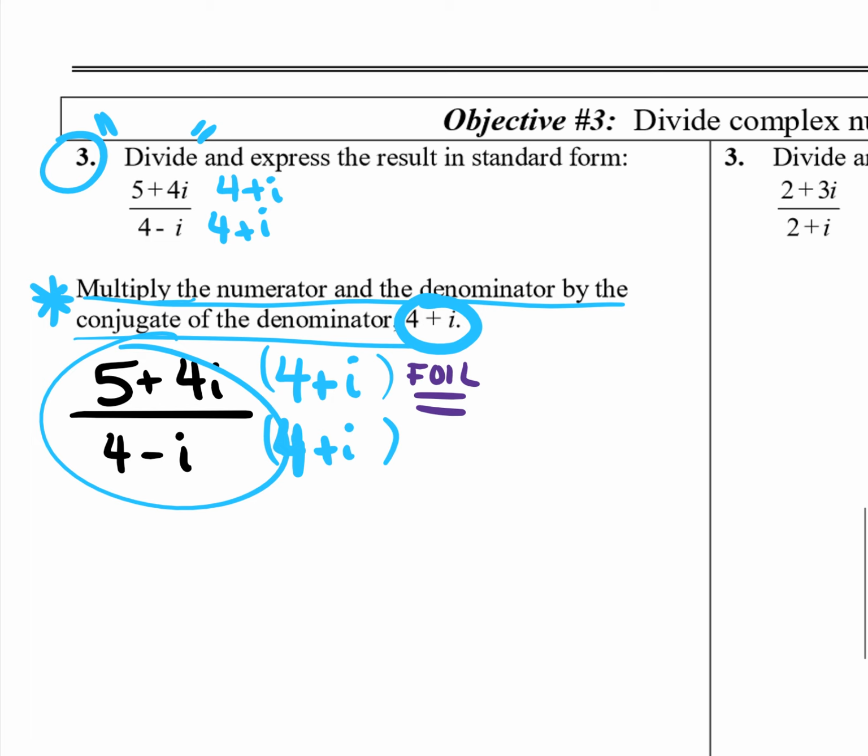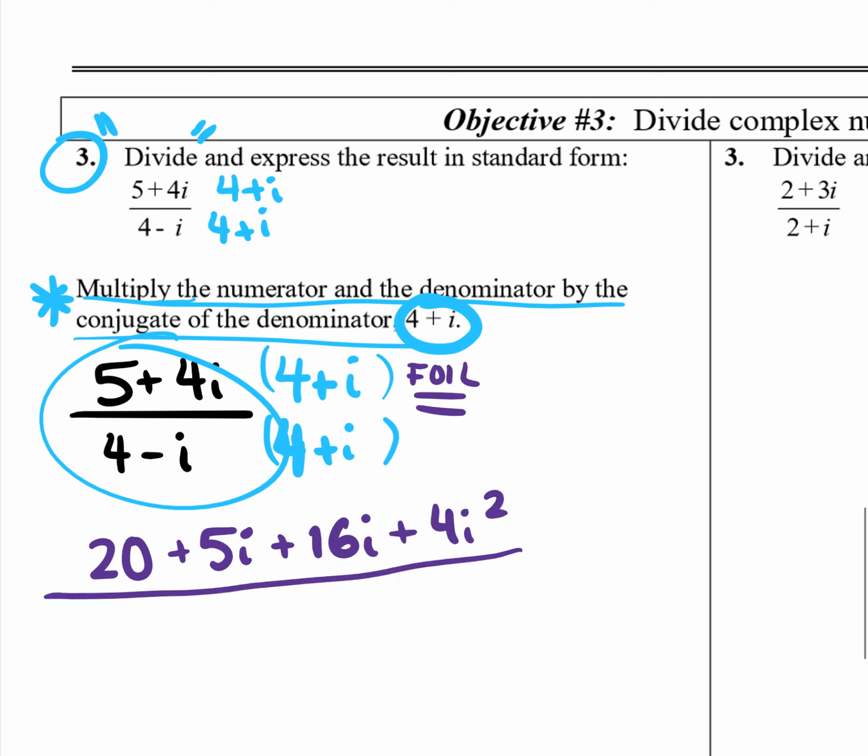Let's see, we got the 5 times the 4 on the top makes 20. The outer terms would be 5 times i, which makes 5i. The inner terms are 4i times 4, which makes 16i. The last terms are 4i times i, which makes 4i squared. All right, so if you were careful, hopefully you got that as well.